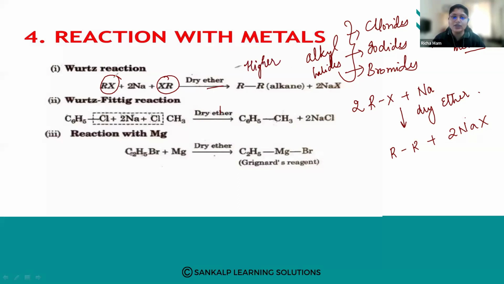Higher alkane, because you can see here only one carbon atom is there, and here you can see 2 carbon atoms. So we are yielding a higher alkane and 2NaX. So this is the Wurtz reaction. Very important name reaction, please mark it important. All these name reactions are very important.